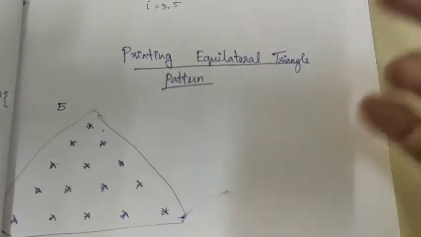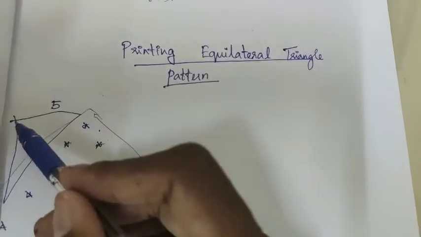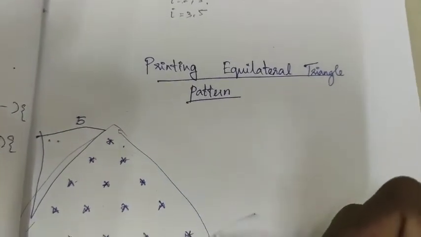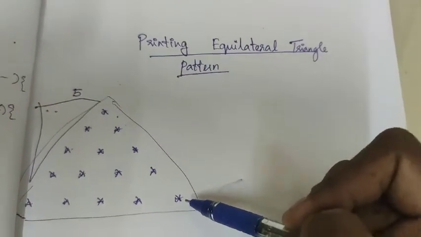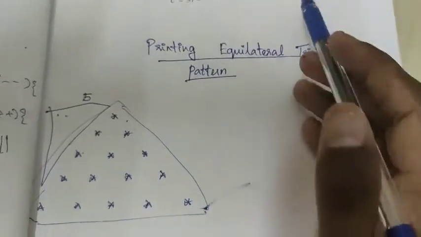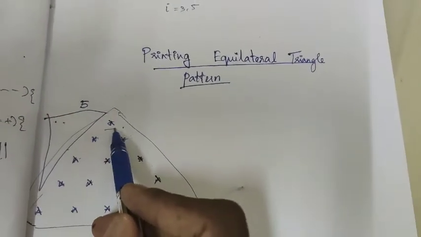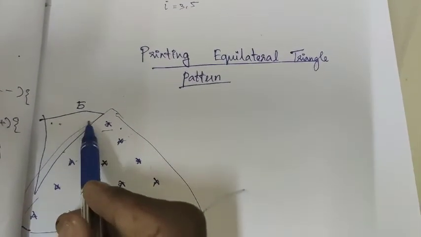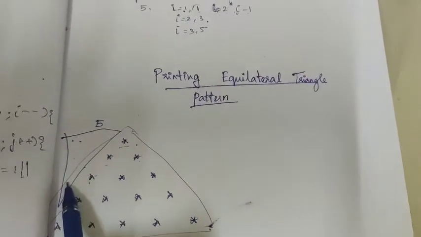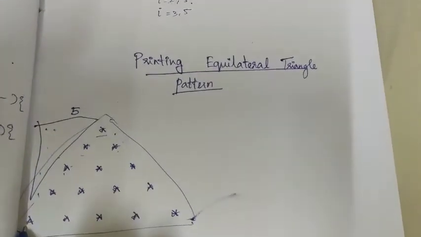So like the previous problem, I can split this into two types. First is the space area, that is the number of spaces I am going to print, and the star area, that is the number of stars I am going to print. As in the previous problem, here we are going to implement the same for loop for printing the spaces, because in the first row I am printing 4 spaces, in the second row 3 spaces, in the third row 2 spaces, in the fourth 1 space, and in the fifth I am not printing any spaces, right?